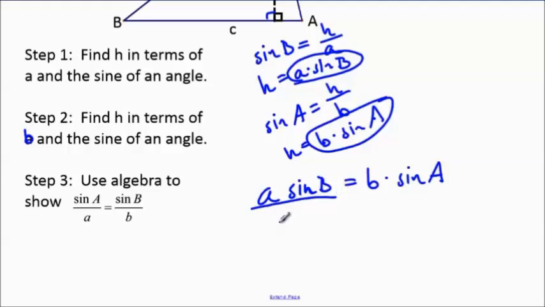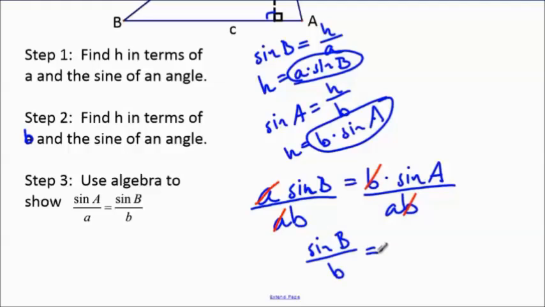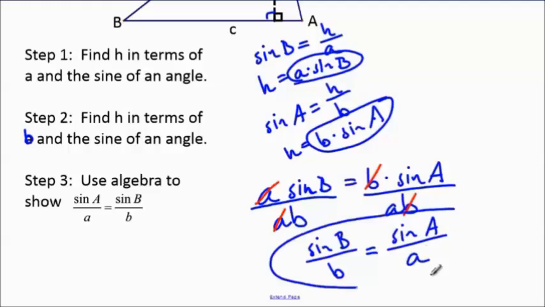What I'm going to do then is divide both sides by ab, and you'll see what happens here in just a minute. On the left side, the a's divide out. On the right side, the b's divide out. So what I have then is the sine of B over b on one side, and that has to equal the sine of A over a on the other. This is the first part, and we're going to use this in just a minute.